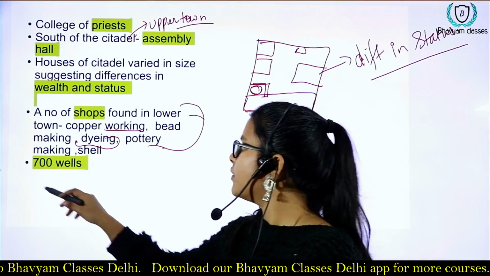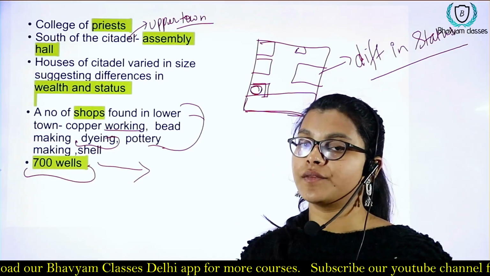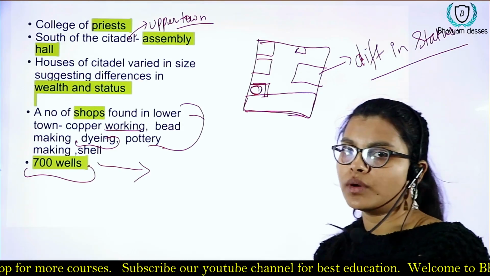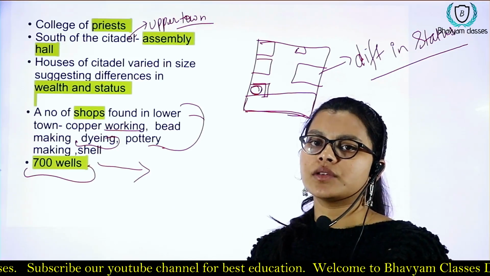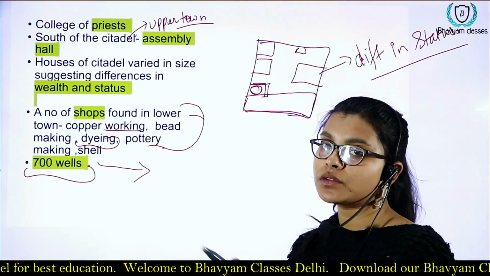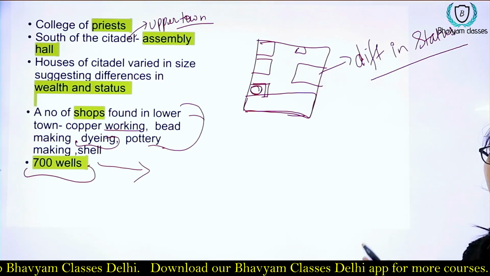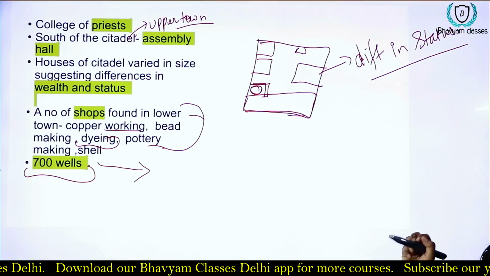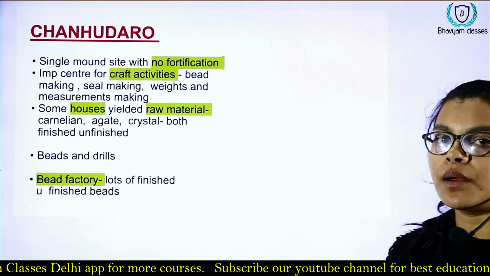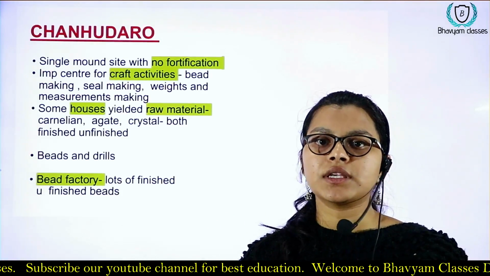Fine. And now comes our well. 700 wells have been found from Mohenjo-daro. The site of Mohenjo-daro has given us 700 wells. So what does this represent? It represents that every house had its own well, and 2-3 houses shared some kind of well also. So you can say there was no scarcity of water during that time. There was a huge amount of water. When I showed you the map, the Indus plain was one of the most fertile plains, so that supported agriculture also.